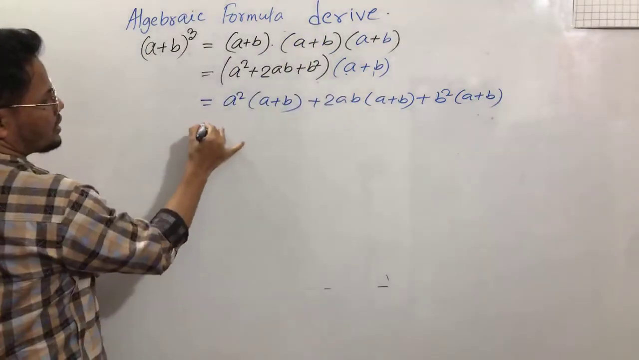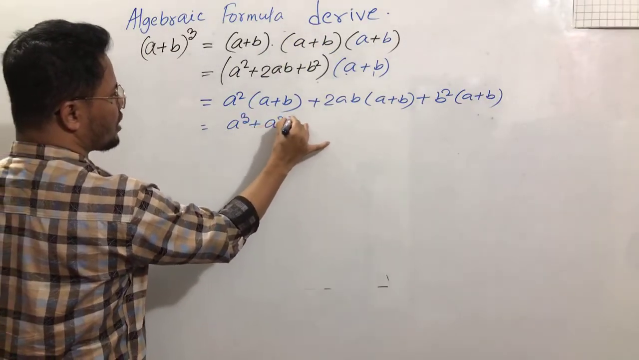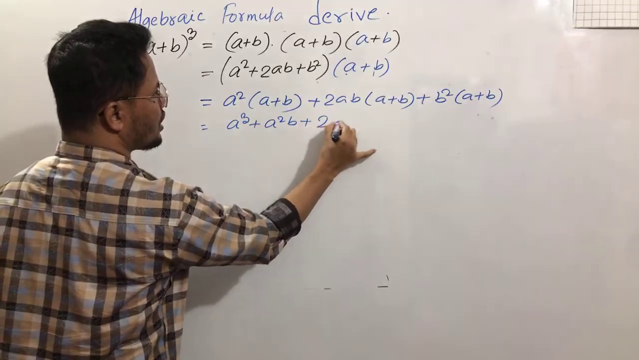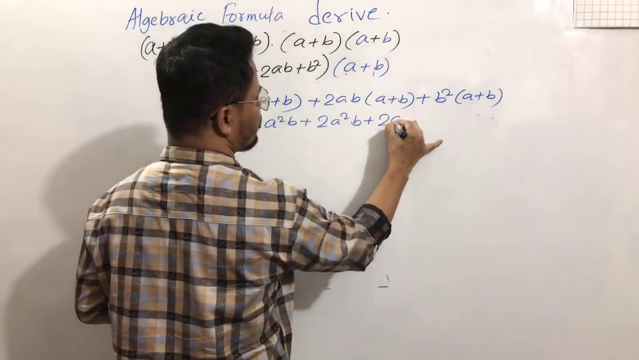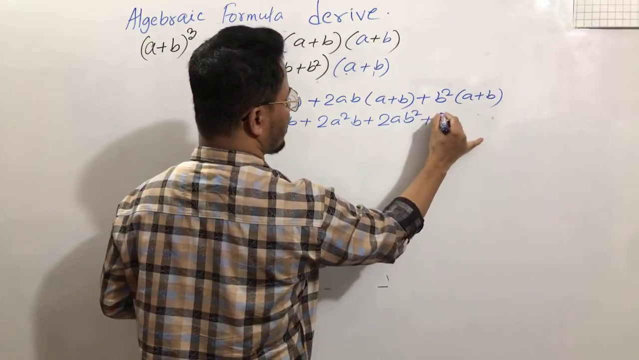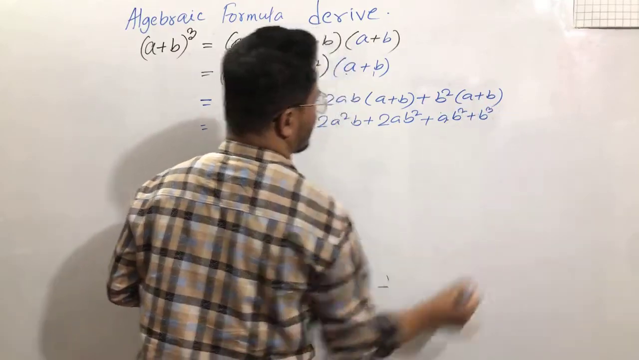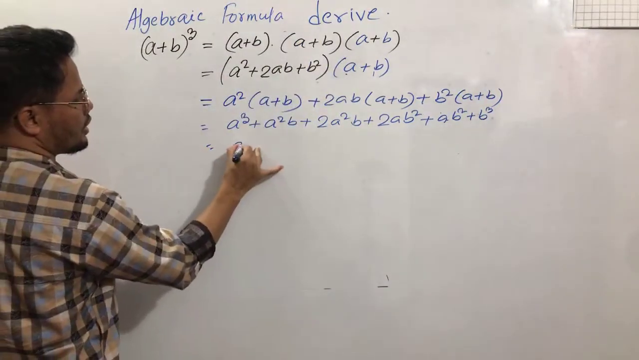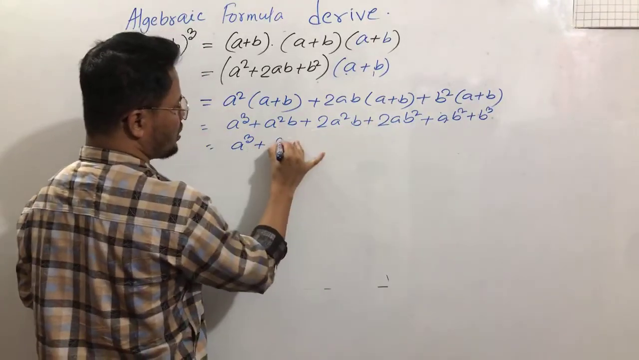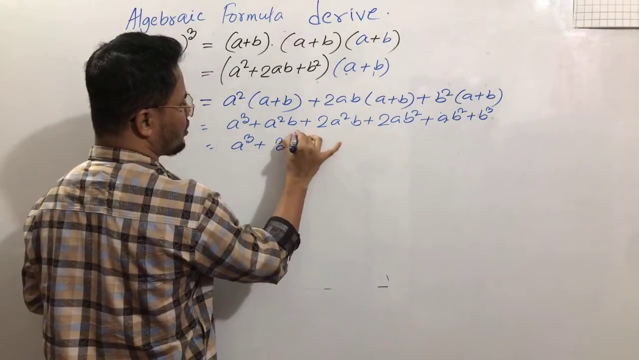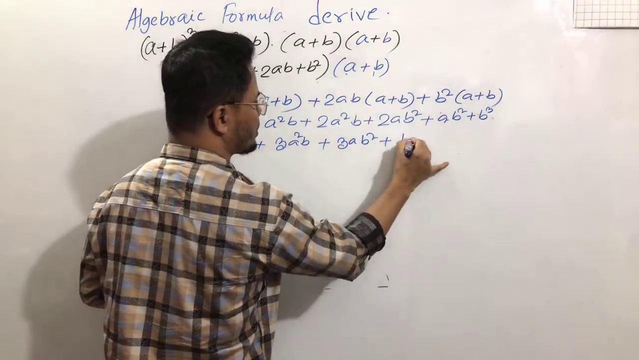So what will be the result here? A cube plus A square B plus 2 times of A square B plus 2 times of AB square plus AB square plus B cube. Now what will be the result? A cube plus A square B and 2A square B, so 3 times of A square B, plus 3 times of AB square plus B cube.